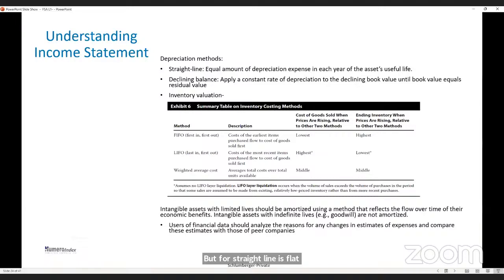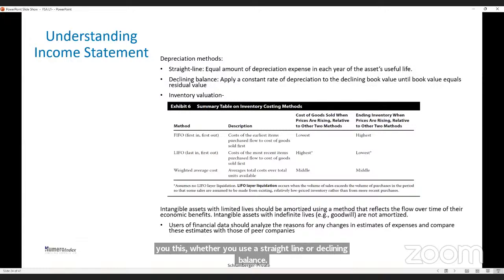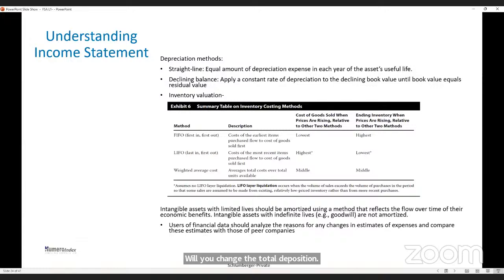Now, let me ask you this. Whether you use a straight line or declining balance, will it change the total depreciation of the asset? Same, right? Now, which one will give you higher profits in the early years? Is it when you use a straight line or when you use a declining balance? Straight line will give you a higher, okay, good.